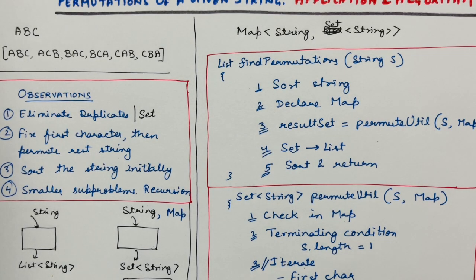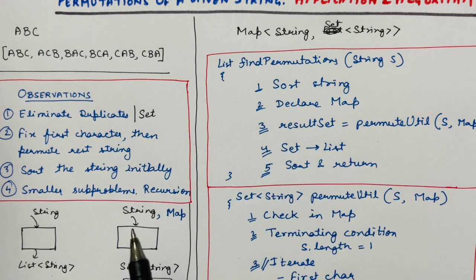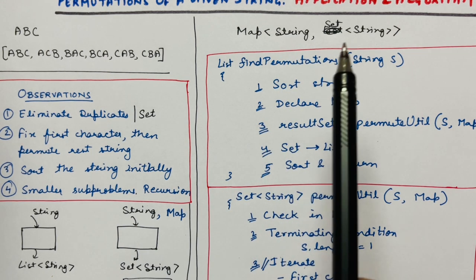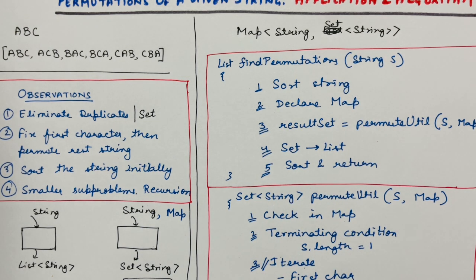Let us now apply this to our original problem. This is our recursive function. It takes the input as string and returns the output as set of string. In addition to the input string, it will also take a map as input, as we discussed in the previous slide. Now, what will be the data types of this map? Its key will be of the type string, which is the input's data type, and its value will be of the type set of string, which is the output's data type.